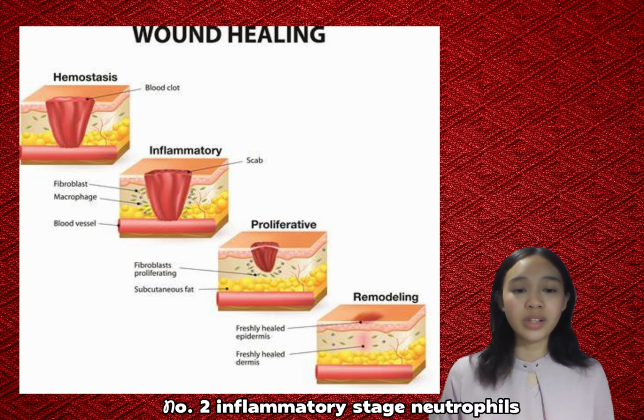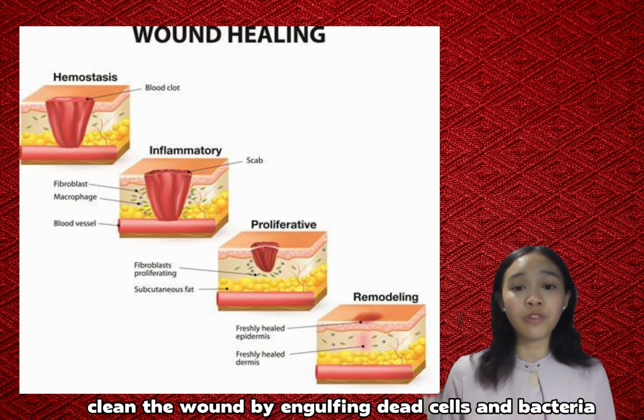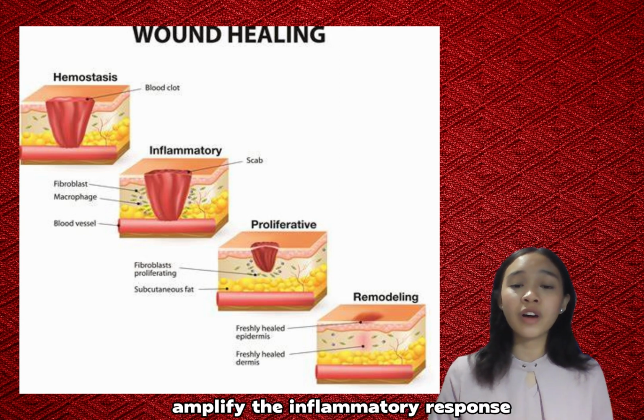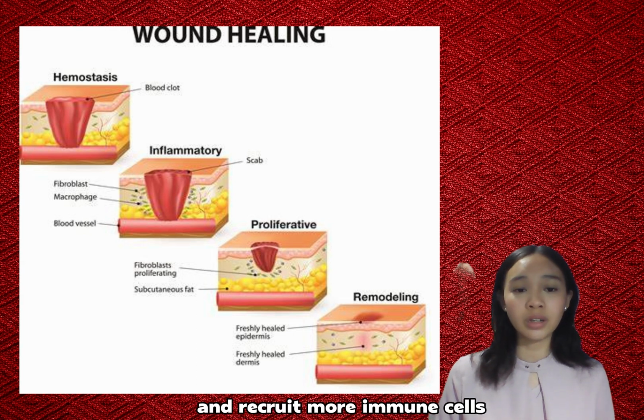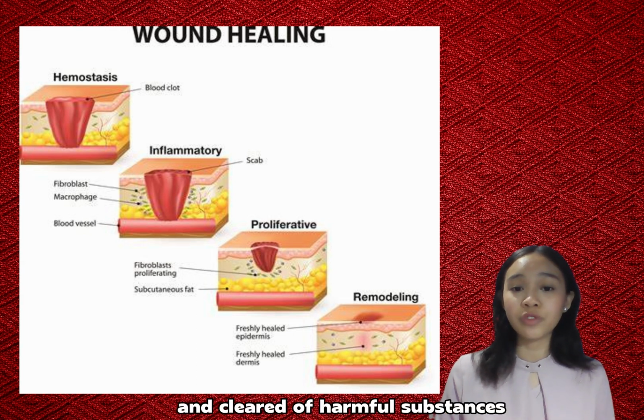Number 2, inflammatory stage. Neutrophils, the first immune cells to arrive, clean the wound by engulfing dead cells and bacteria through phagocytosis. They release cytokines to amplify the inflammatory response and recruit more immune cells. Neutrophils move from the bloodstream to the wound site, ensuring it is protected and cleared of harmful substances.